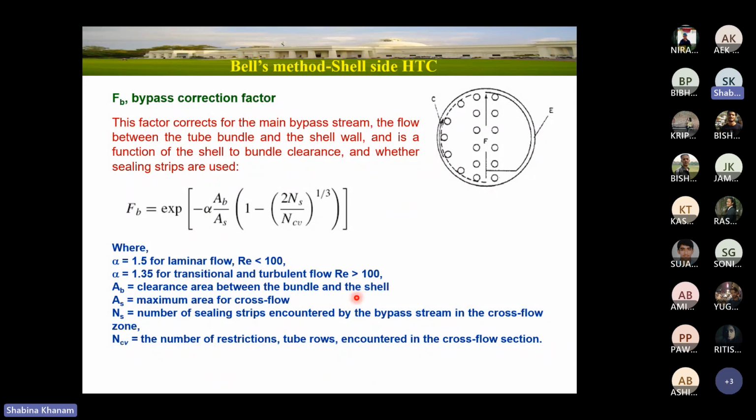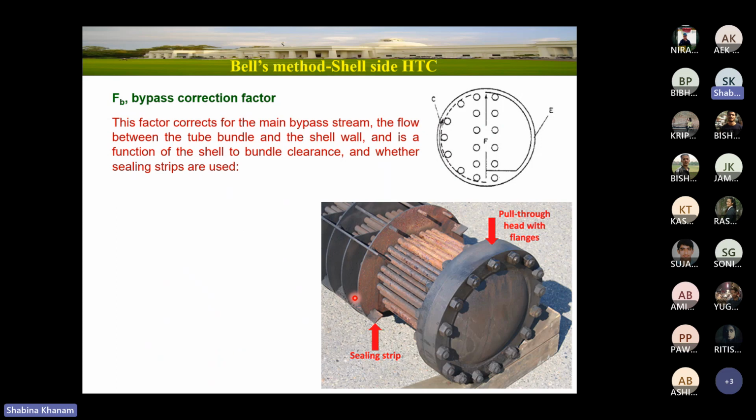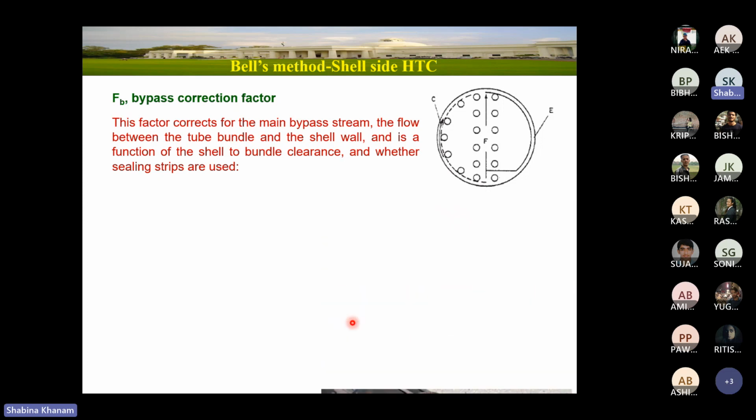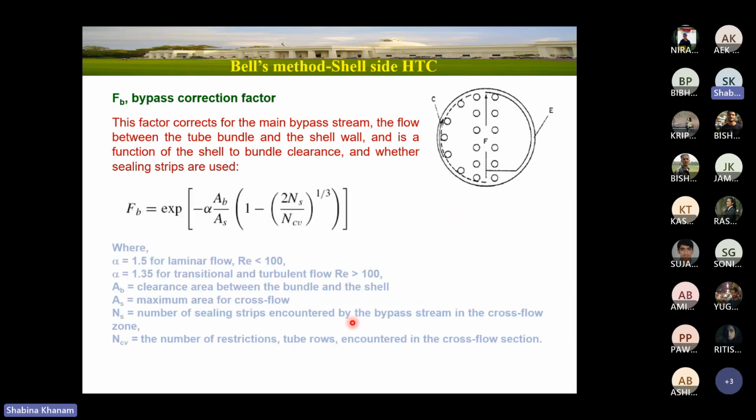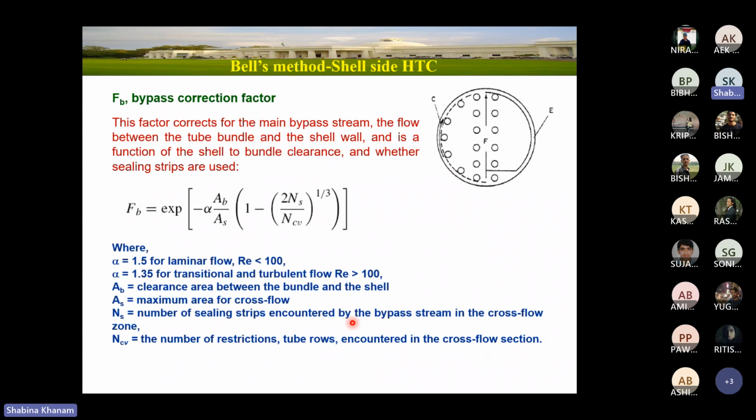So between bundle and shell, AB would be this much. If you see between two baffles, this is also the sealing strip. So we can consider this area or this area as the AB, between the baffle and between bundle and shell. AS is the maximum cross flow area, as we have counted in Kern's method.